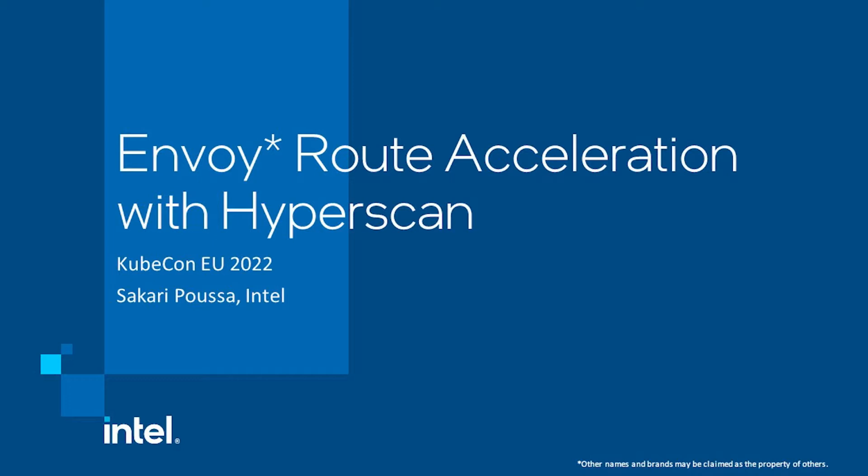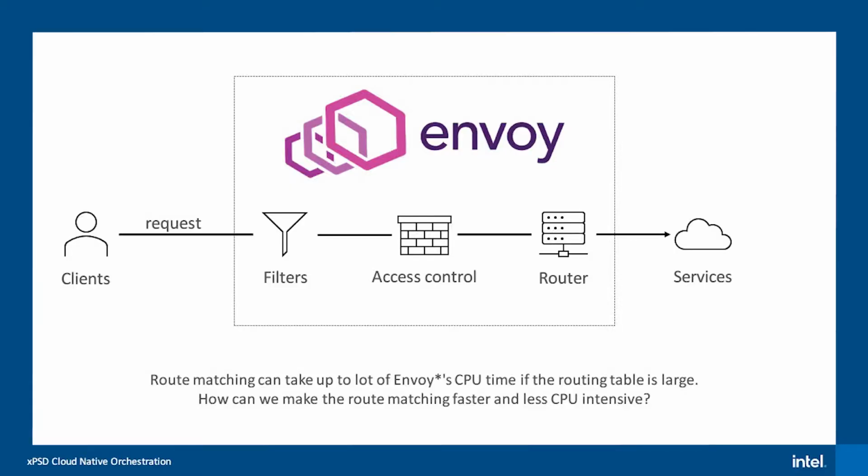In this video, I will talk about Envoy and what Intel has done to optimize Envoy's route matching, filter selection, and access control. So let's start with a quick intro to Envoy. Envoy proxy is a modern, high-performance, small footprint edge and service proxy. Proxies such as Envoy do a lot of things, but one of the major functionalities is an API gateway and an ingress proxy. In that setup, Envoy sits between the clients and services.